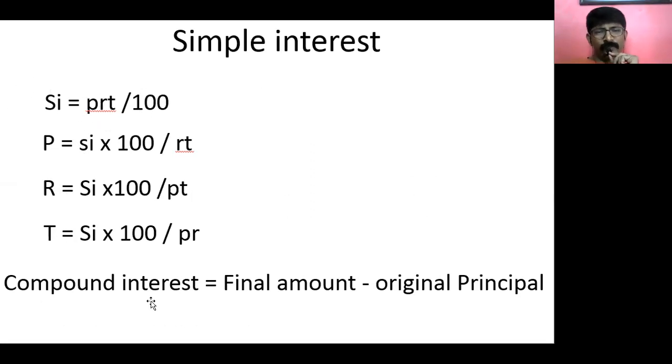And then if we calculate the compound interest, then compound interest is directly calculated as final amount minus original principal. See, in our previous example, suppose someone has borrowed rupees 10,000 and then they return 12,000. So final amount was 12,000 and original principal was 10,000. So compound interest will become 12,000 minus 10,000, that is 2,000. So that is called compound interest. Now how to calculate the compound interest we're going to see in upcoming slides.